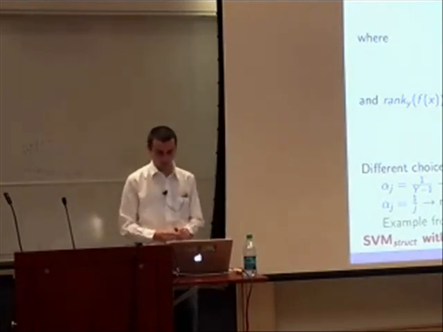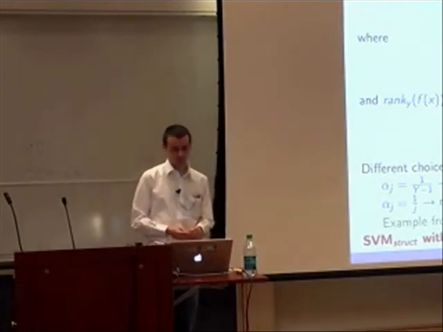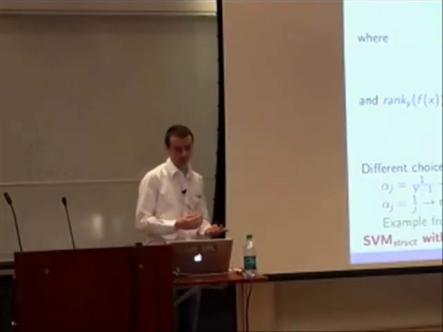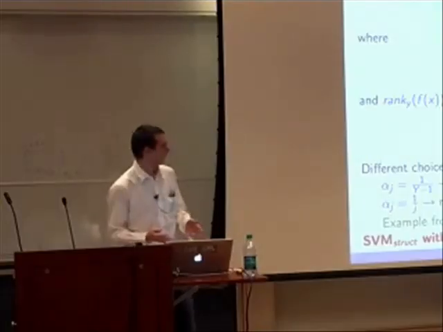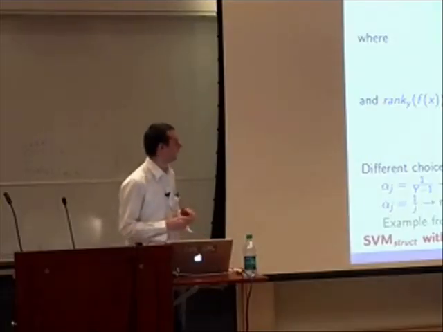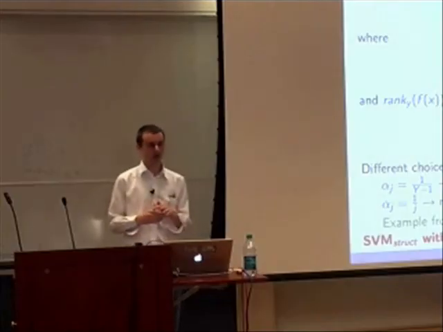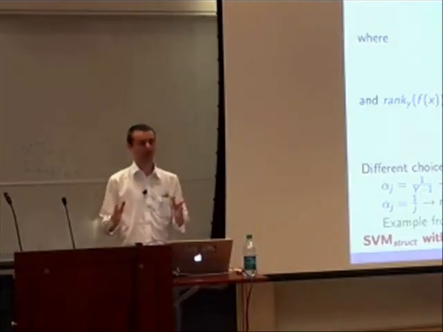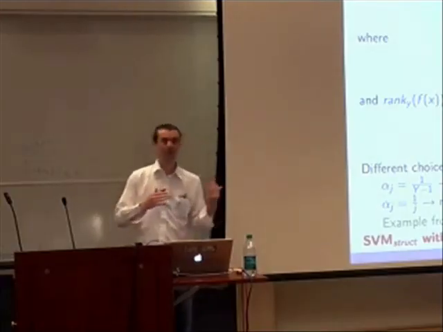So Nicolas Usunier, who was my collaborator on this work, in a paper at ICML 09 came up with a family of loss functions that fixes this problem from the last slide.